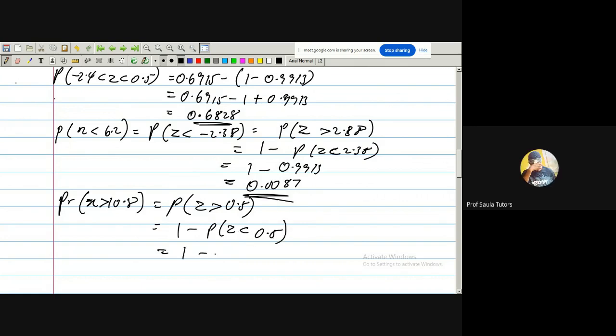So what do you have? 1 minus what? What's the probability of Z less than 0.5? 0.6915. So 1 minus this, what do you have? 0.3085. So that's the answer for us. So that's the question.